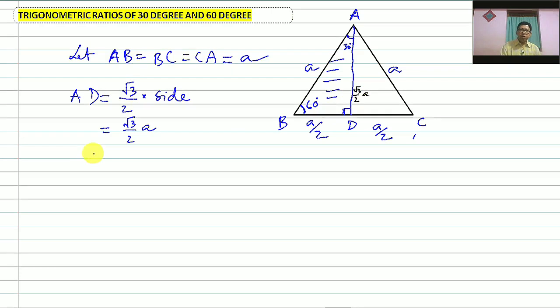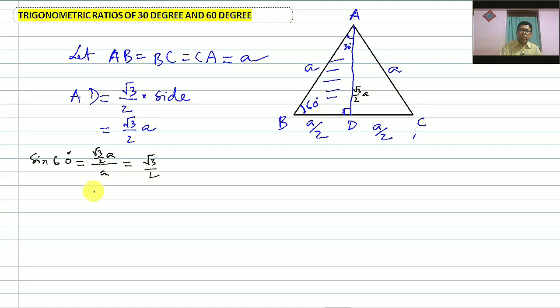Now one by one, sine of 60 degrees. What is sine 60 degrees? From this triangle ADB, sine 60 degrees is equal to perpendicular divided by hypotenuse. Perpendicular is now root 3 divided by 2 into A, whole divided by A. You can cancel A and you will get the value root 3 upon 2. So sine of 60 degrees is equal to root 3 upon 2.